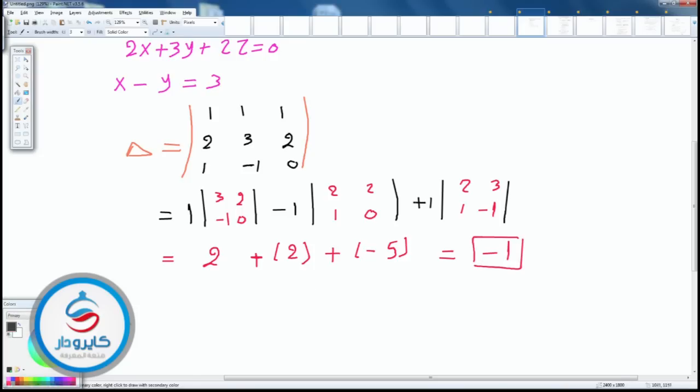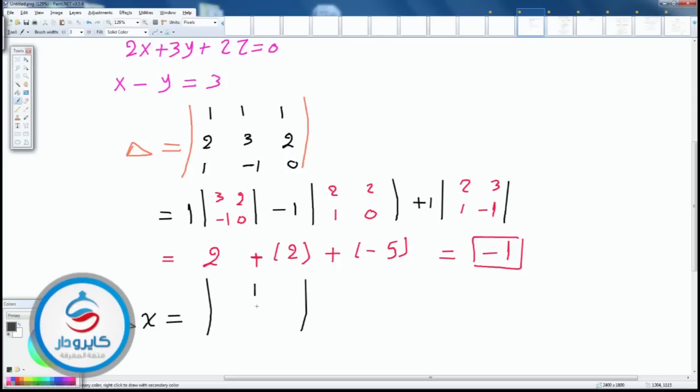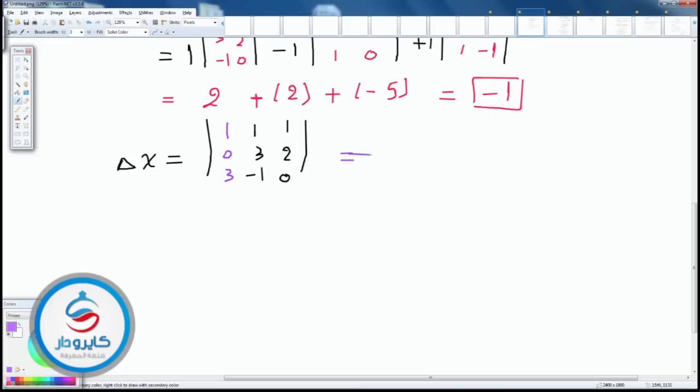Now we have to make the determinant of delta x, by removing the first column and keeping the others, 1, 3, negative 1 and 1, 2, 0, and replacing it by the numbers of the free parts, which is 1 and 0 and 3, and calculate the value of the determinant x. So we will get that delta x by using the same first row or first column. Delta x will be negative 1.